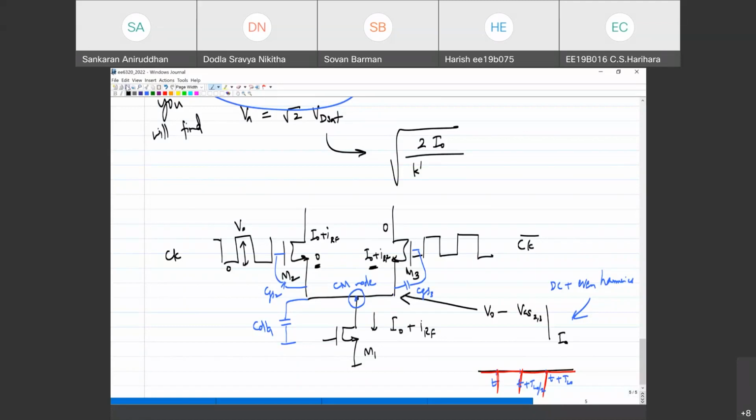And of course that will affect the linearity of the mixer, because M1 could go into triode for a brief period. Any other questions?